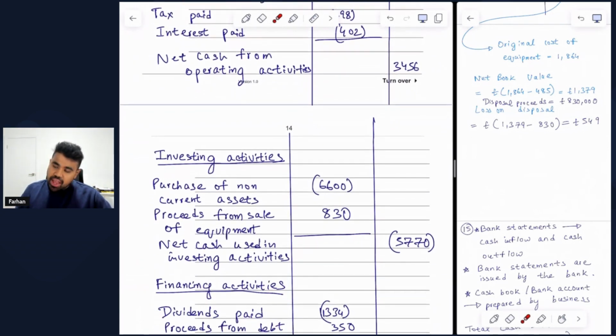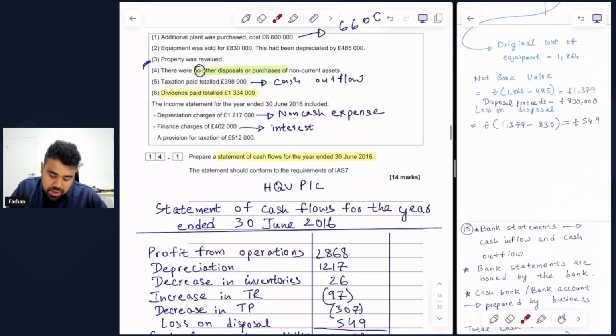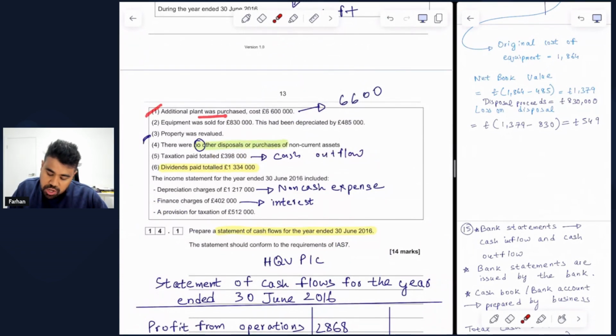Now, after the operating activities section has been done, we start with investing activities. And always remember, just to be very simple, whatever goes into the investing section within the cash flow statement either has to do with purchasing a non-current asset or selling and disposing a non-current asset. So we have some information that's given straightforward to us in the question. If you check additional information number 1, what does it say? Additional plant was purchased with the cost of £6.6 million.